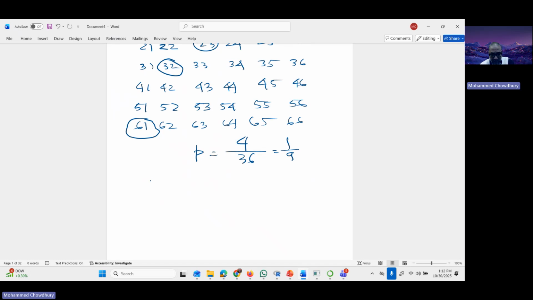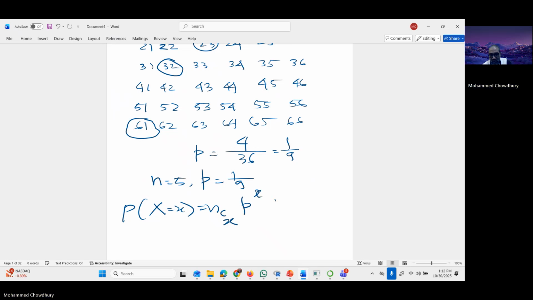So 2 dice 5 times. So our n equal to 5. Our small p equal to 1 over 9. What is the binomial formula? The binomial formula is P(X = x) equals n C x, and then small p to the power x, times 1 minus small p to the power n minus x.